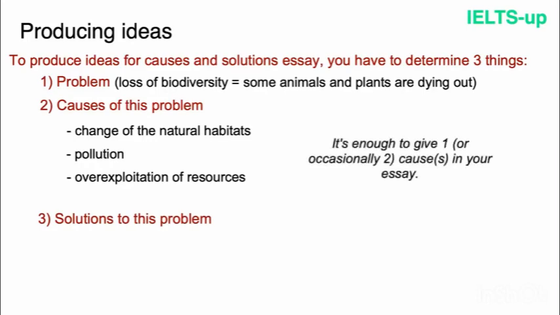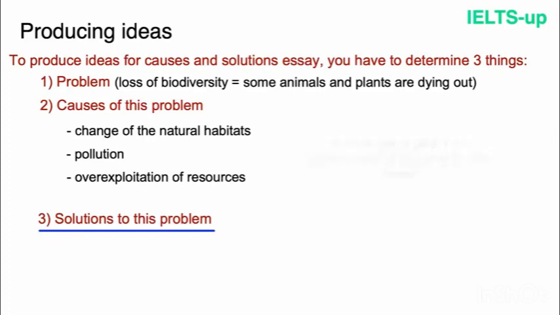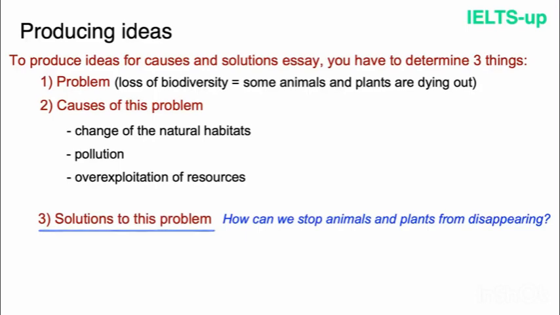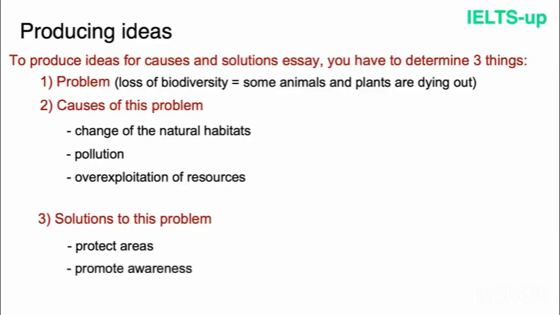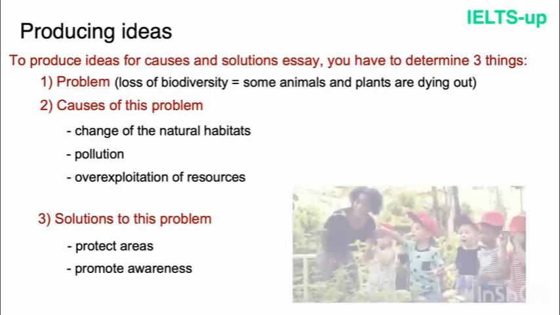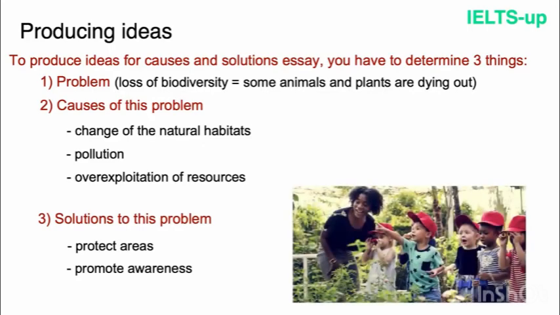It's enough to give one, or occasionally two, causes in your essay. But we don't start writing yet. Now let's think about possible solutions. How can we stop animals and plants from disappearing? Well, first solution is to protect areas. Protecting areas where wild animals live is an excellent way to save the environment and prevent species from dying out. And solution 2 is to promote awareness. So, by informing the general population about the disadvantages of loss of biodiversity, we can encourage people to be more conscious of the environment.